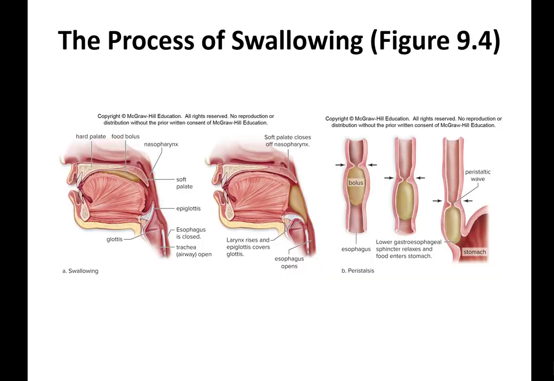Here's a picture showing you the swallowing. You can see the glottis covering over the trachea airway, and then the epiglottis, when he swallows, pulls downwards to flap over the top of the trachea. Over here's a picture of peristalsis. You can see the squeezing motion of the food bolus.